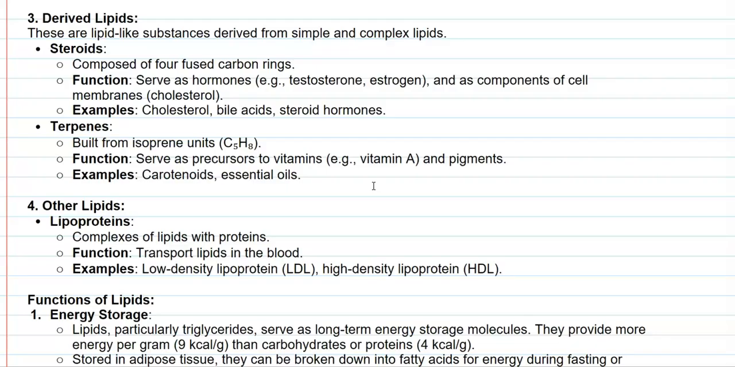These steroids have a role in vitamin D synthesis, and another example is bile acids, which are also a kind of steroid associated with fat digestion inside the cells. The next one is terpenes. They are basically built of isoprene units.